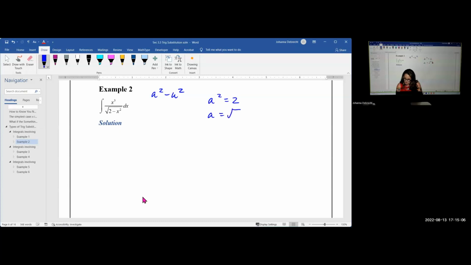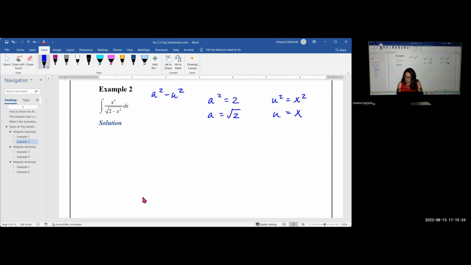So a is equal to the square root of 2, always picking the positive root. And then my u squared is going to be x squared. So my u is going to be x. So this is the simplest case. Simple not being simple at all, but simple for these.